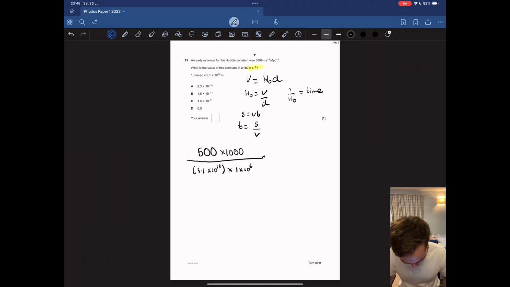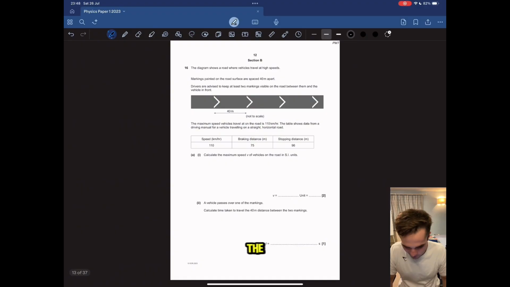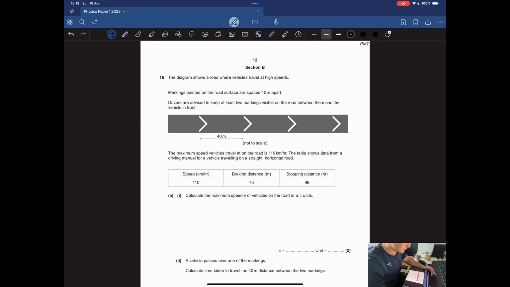Which equals 1.6 times 10 to the minus 17. B. Is that the end? Yes, that's the end of the multiple choice section. Okay, so moving on to question 16.